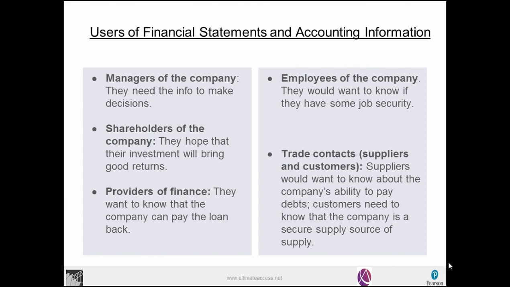Now, trade contacts like suppliers and customers. Now, suppliers will want to know about the company's ability to pay debts. Remember, as a supplier, he's providing goods to you, and he might tell you, okay, you don't have to pay now. I will give you these goods on credit, which means that you'll pay back later on. So sometimes they'll only have that confidence that you'll pay them back later on when they look at your financial statements and see that you're financially stable. While with customers, they need to know that the company is a secure source of supply.